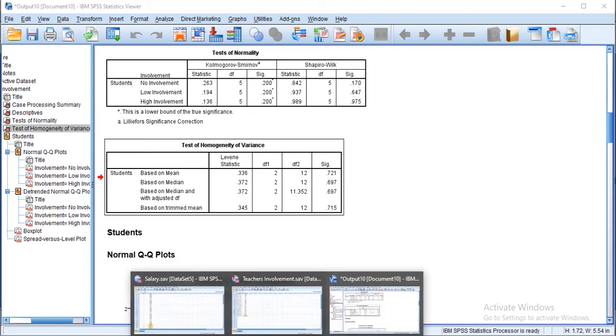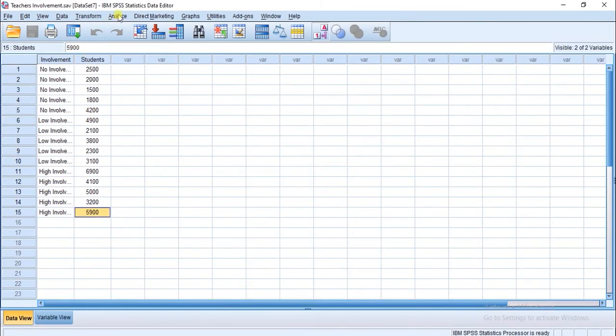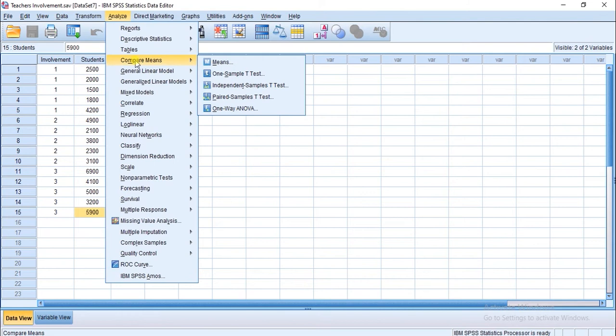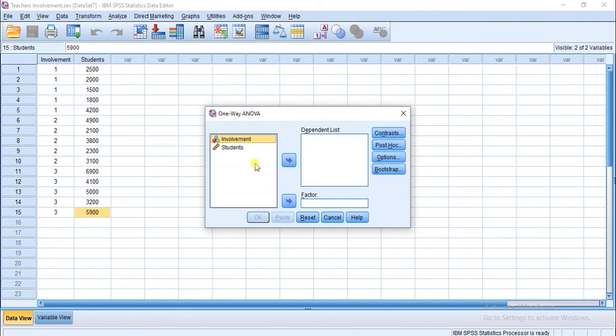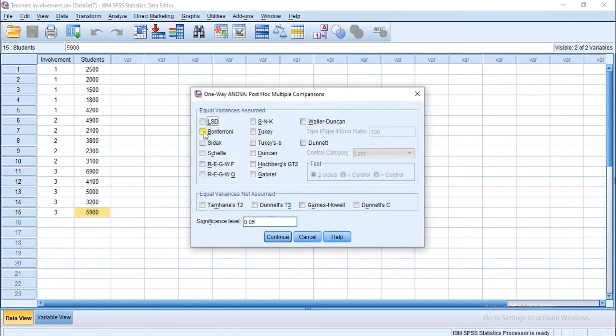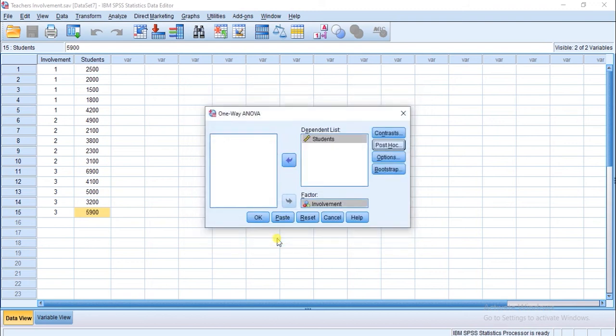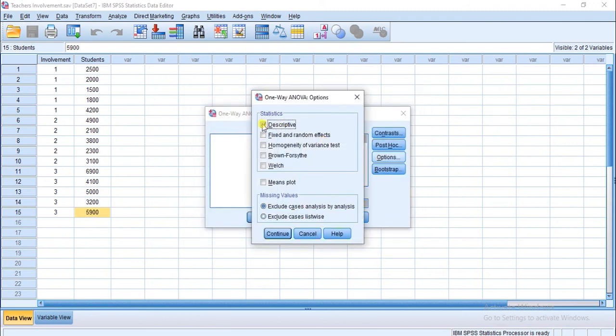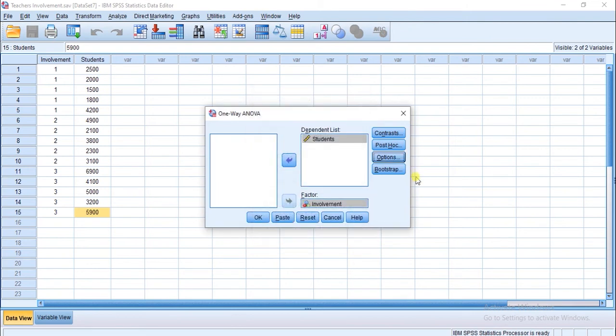Now we will apply analysis of variance. So analyze, compare means, and then one-way ANOVA. Involvement we will transfer into factor, and students we will transfer into dependent list. Contrast, nothing to do. Then for post hoc we will use the Bonferroni test. Continue. Options: we need descriptive statistics, homogeneity of variance test, and means plot. Finally continue and OK.